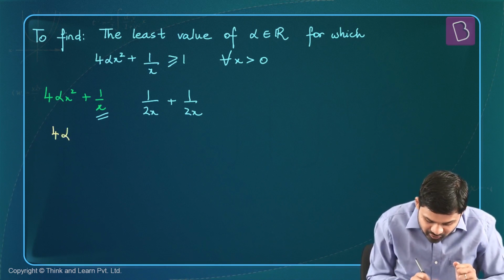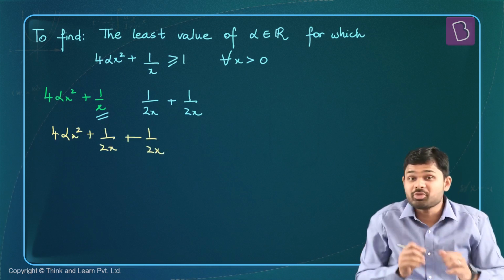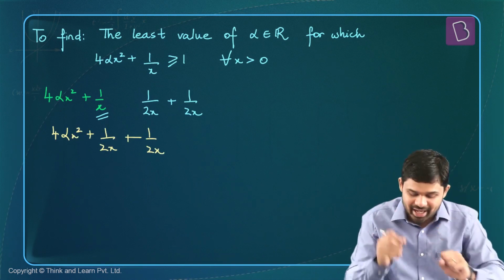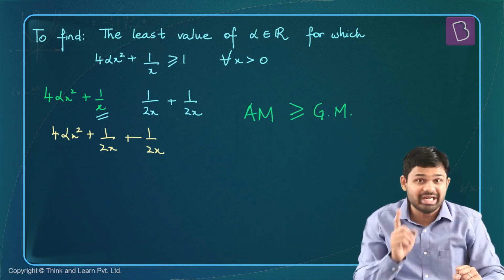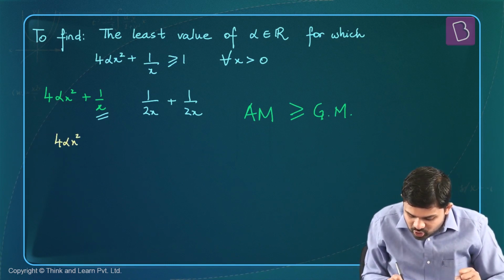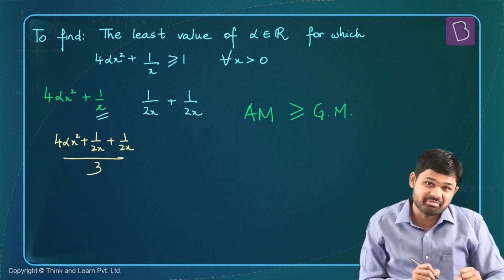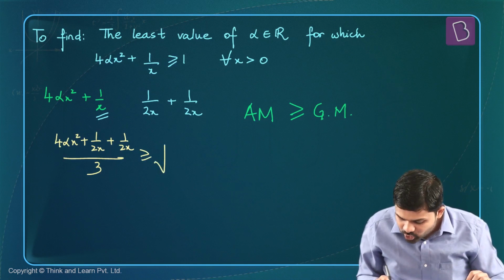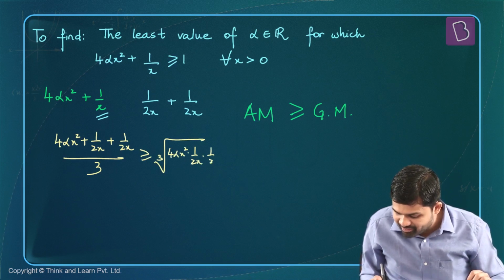So you have the expression 4 alpha x square plus 1 by 2x plus 1 by 2x. So I'm going to consider my 3 entities as 4 alpha x square, 1 by 2x and 1 by 2x, and apply AM greater than or equal to GM. A really important result in your 11th and 12th standard mathematics. So if you use this, you're going to get 4 alpha x square plus 1 by 2x plus 1 by 2x divided by 3. That's the arithmetic mean of these 3 entities, 4 alpha x square, 1 by 2x, 1 by 2x. That's greater than or equal to the cube root of 4 alpha x square multiplied by 1 by 2x multiplied by 1 by 2x.